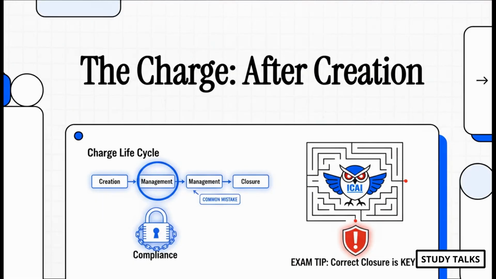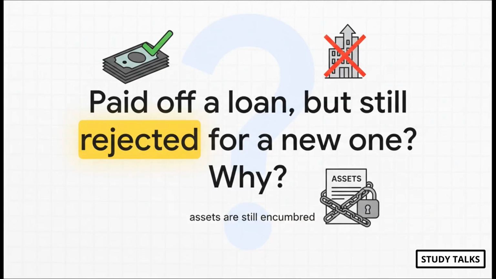All right, everyone, let's get into it. So, we've talked all about how to create a charge. That's step one. But what happens after that? Managing the charge through its life, and most importantly, closing it out properly. This is where things can get tricky. It's where students often lose marks, and it's exactly where ICAI loves to lay a few traps for you in the exam. So picture this, right?